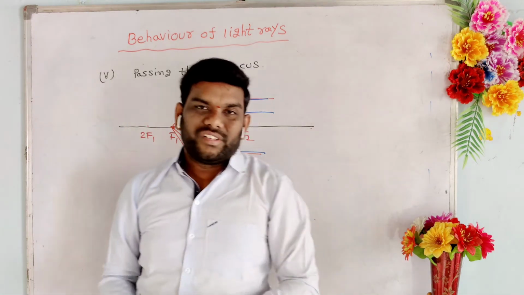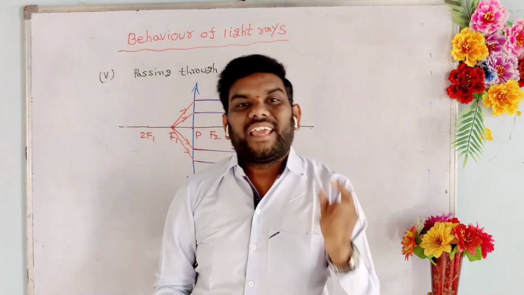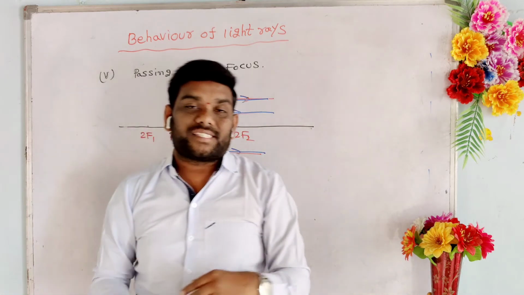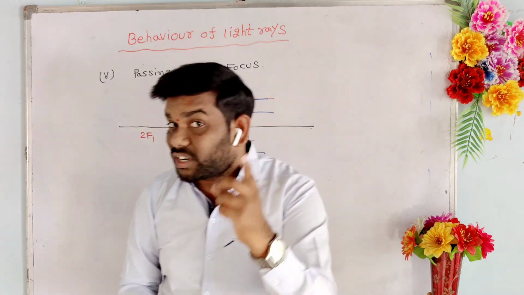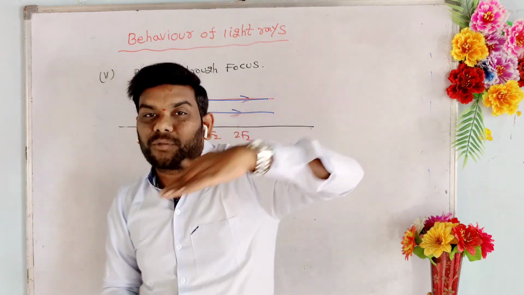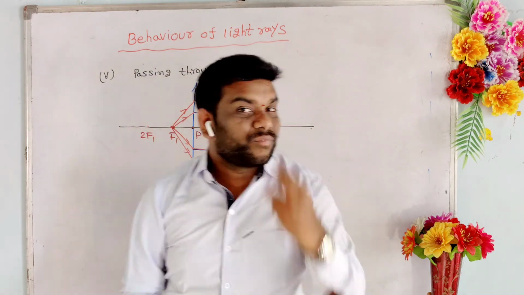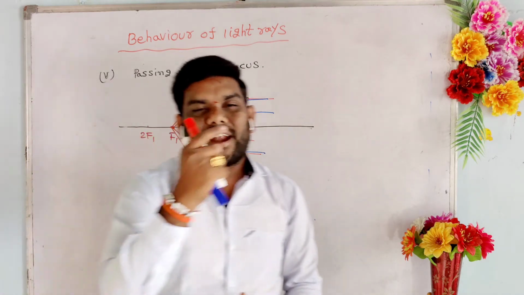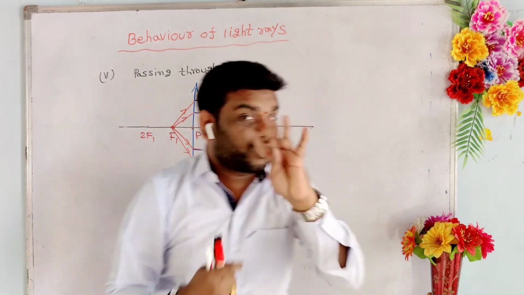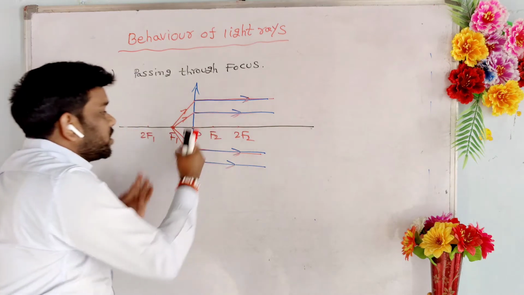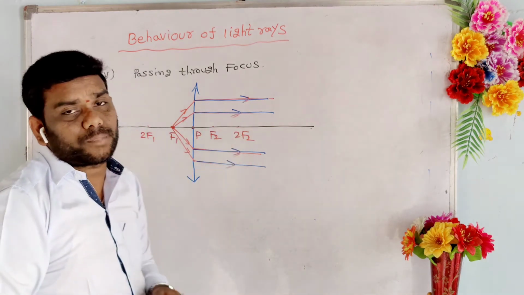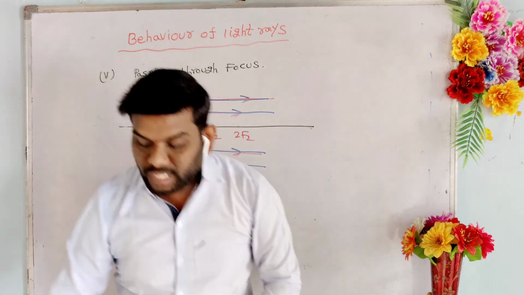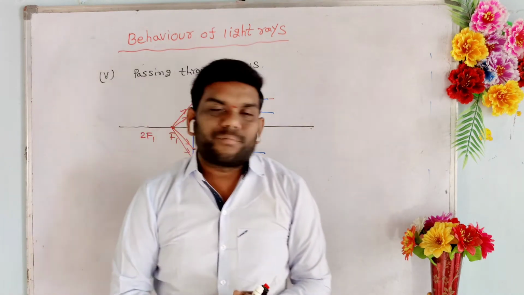So now, situation 1, a ray along the principal axis is undeviated. Situation 2, a ray along the optic center is undeviated. Situation 3, a light ray parallel to the principal axis converges at a focus. Situation 4, passing through focus, then the light rays travel parallel to the principal axis. So these 4 situations are very important.